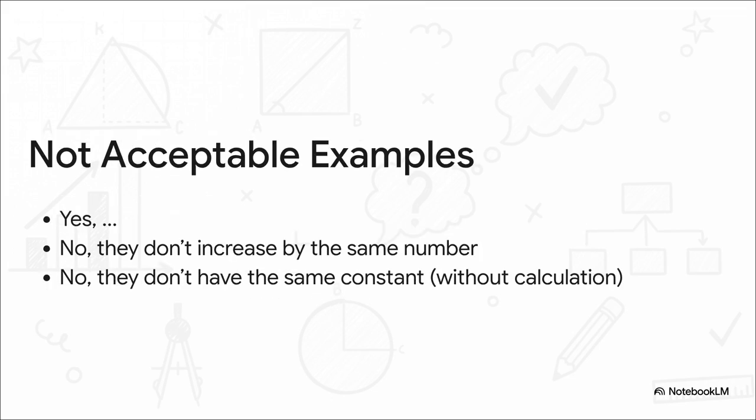And this is where it gets really interesting, because this shows you the common traps. Answering yes is an obvious miss. But look at that last point. "No, they don't have the same constant" is listed as not acceptable. But wait a second, why? It's because it's just too vague. You have to prove it with a calculation, like showing 4 divided by 4 isn't equal to 8 divided by 6 to get that communication mark.